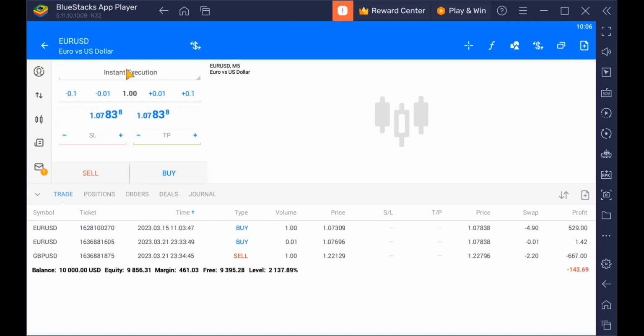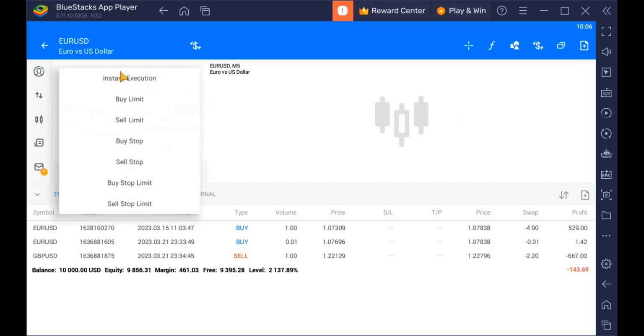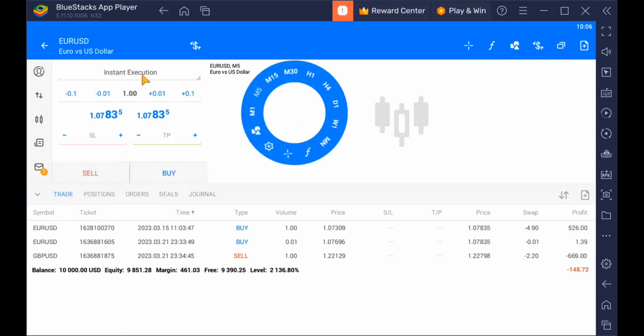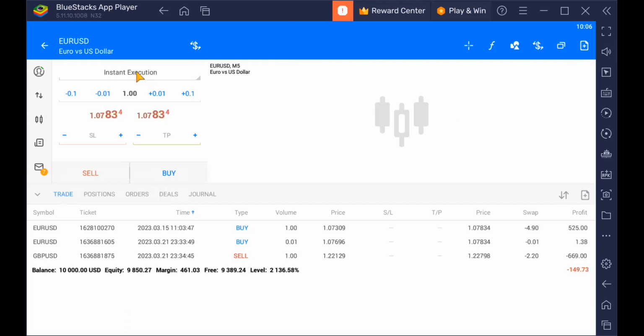Okay. So this is where you choose the other types you want to do. And if you are using the first order type, which is market order, you have to select instant execution. Okay, instant execution, put your lot size. We'll talk about this later in this lesson. Then you tap on what you want to do, making sure that the price is in your area of interest.